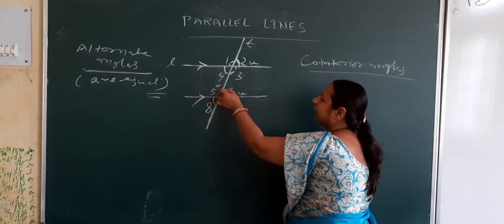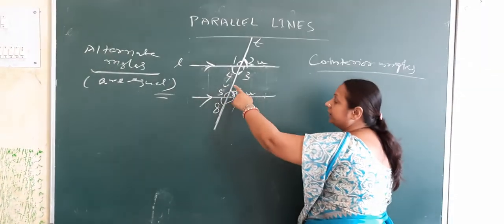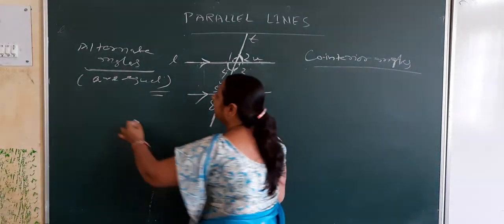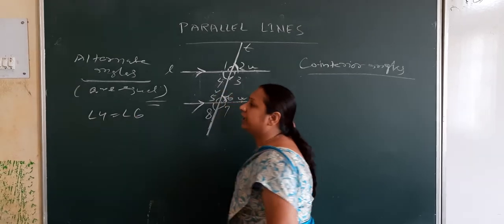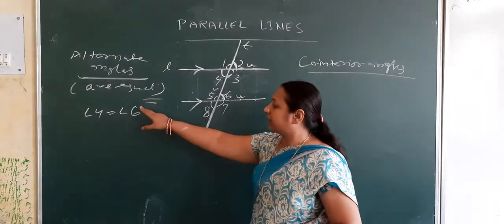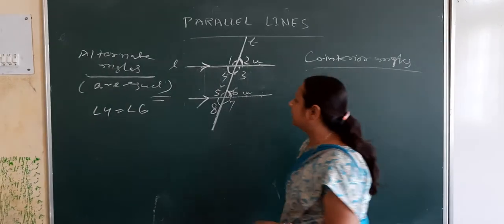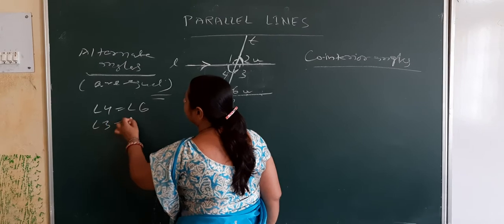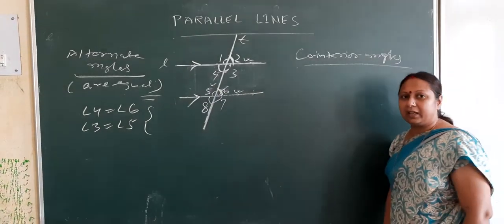Angle 4 and angle 6. 4 and 6 are on the opposite side of the transversal, and they are not adjacent to each other. Therefore, they come under alternate angles, and the property followed is that alternate angles are equal. Angle 4 equals angle 6. Similarly, angle 3 equals angle 5. These are the pairs of alternate angles.